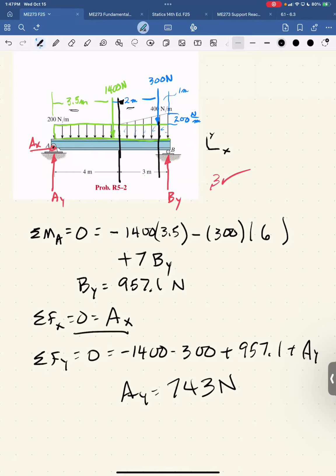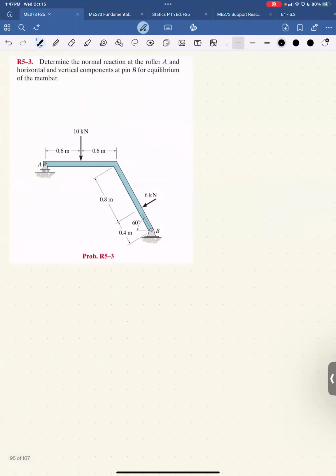Good. All right. Determine the normal reaction at roller A and the horizontal and vertical components at B for this member. Guess we're doing okay on time. The next two are really similar. But I think we have enough time, so we'll just go for it.